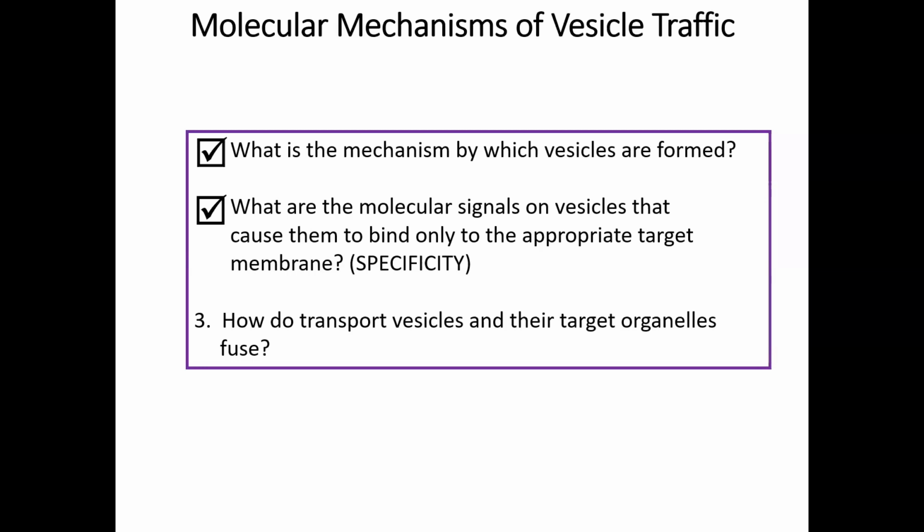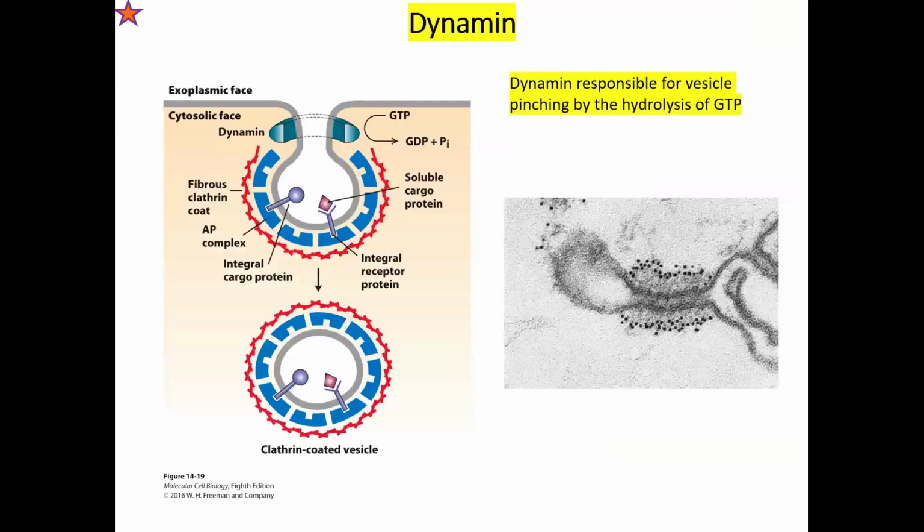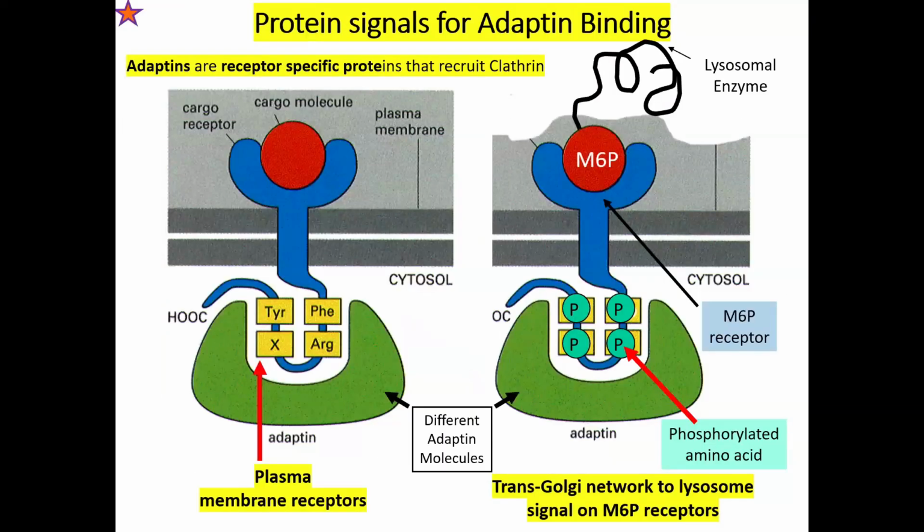We addressed that. What are the molecular signals on the vesicles that cause them to bind to the appropriate target membrane? This is the specificity that we also talked about. So just make sure that you got this one, because we already talked about these specific things. Remember that adaptins are the receptor-specific proteins that recruit the clathrin. We just gave you this example.